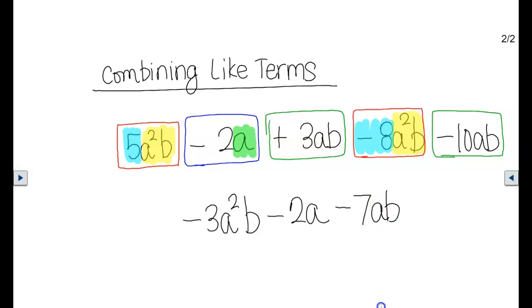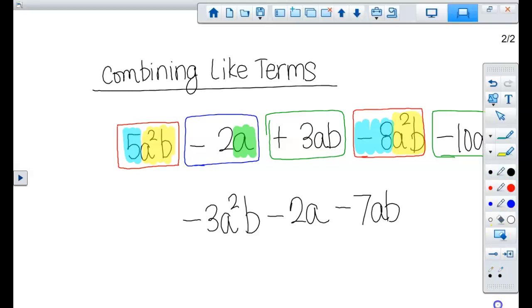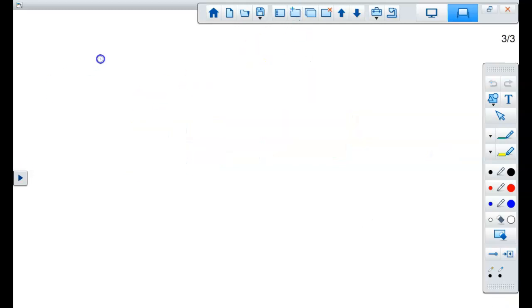So this is how we combined our like terms. The like terms have to have the same variables. Those variables have to be raised to the same powers. And when you have that, you can combine those. So these are the skills we've worked on for the last couple of weeks. Now what we're going to do is kind of put it all together.